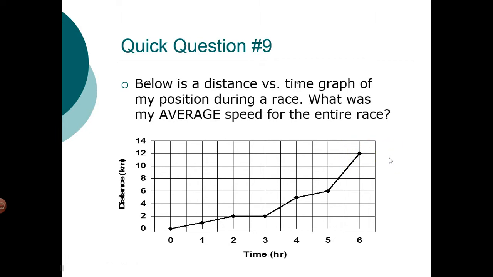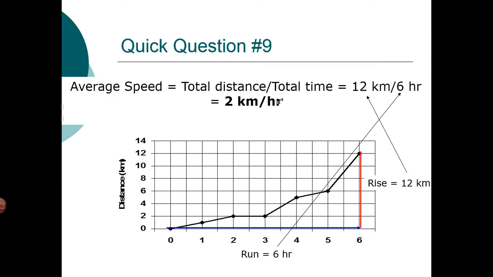So if we're looking for average speed, thankfully we don't have to calculate the speed at each interval. We can calculate the total distance divided by the total time, also known as the rise over run. So distance at the end of my race was 12 kilometers, divided by the 6 hours it took me to run it. I'm not very fast, apparently. 12 kilometers divided by 6 hours is 2 kilometers per hour.